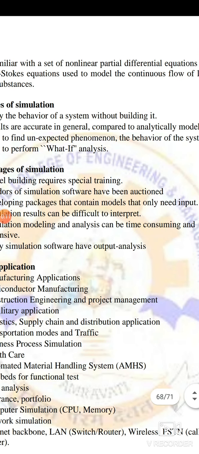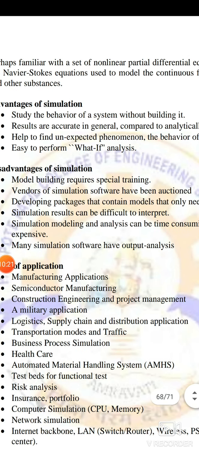Results are accurate compared to an analytical model. In analytical modeling, we just analyze the things, but here we are going for experimentation, hence the results are more accurate. Here we are going with the actual results, actual runs. Though we take these runs on a system or a laptop, we are going for the actual runs, putting in actual construction.